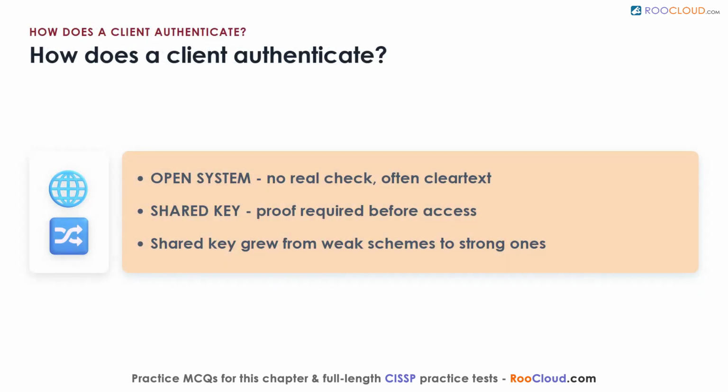How does a client first prove it belongs on the network? The original standard offered two authentication styles. Open system authentication asks for nothing real. As long as a radio can reach the access point, traffic flows, usually in the clear with no protection at all. Shared key authentication requires some proof before the network opens up. Over the years, shared key methods grew from an early, weak scheme into the far stronger protected access protocols we rely on now. Open access is like an unlocked lobby anyone can wander into, while shared key is a door that at least asks who you are.